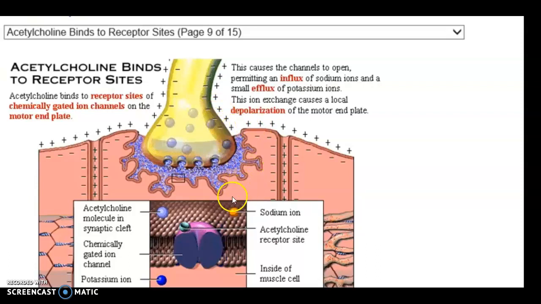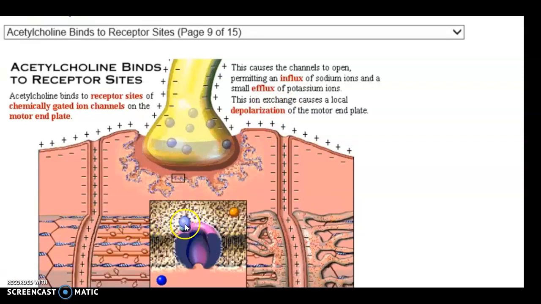Now, right now that's happening along the motor end plate, but whatever happens on the motor end plate changes the voltage on the inside of the cell, and then voltage doorways start to open up sequentially, and more sodium keeps rushing in. As soon as sodium rushes in, potassium rushes back out through a different doorway in the sarcolemma, and it restores it back. In other words, it repolarizes it.